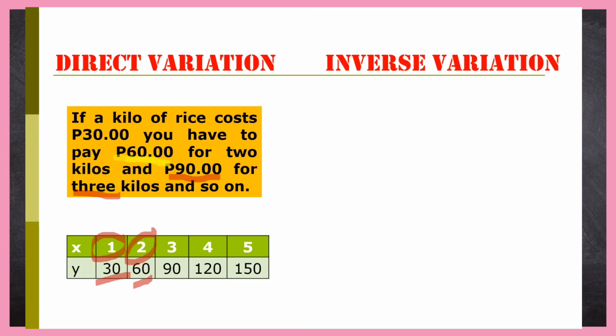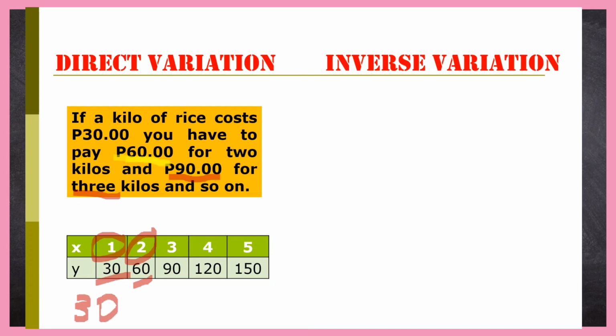Then, take note that there is direct variation whenever a situation produces pairs of numbers in which their ratio is constant. If you simplify 60 over 2, you have 30 is to 1. 90 over 3 is also 30 is to 1. And 120 over 4 is equal also to 30 is to 1. So the constant of variation here is 30.